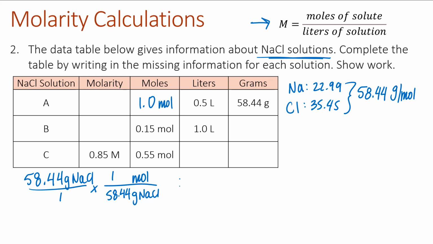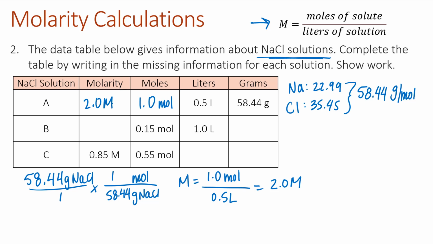So then to find my molarity, I'm going to need to take my moles, which we just said was 1 mole, and we're going to divide this by our liters, which is 0.5 liters. So this is going to give me a molarity of 2. 1 divided by 0.5 is going to give me 2 for my molarity.